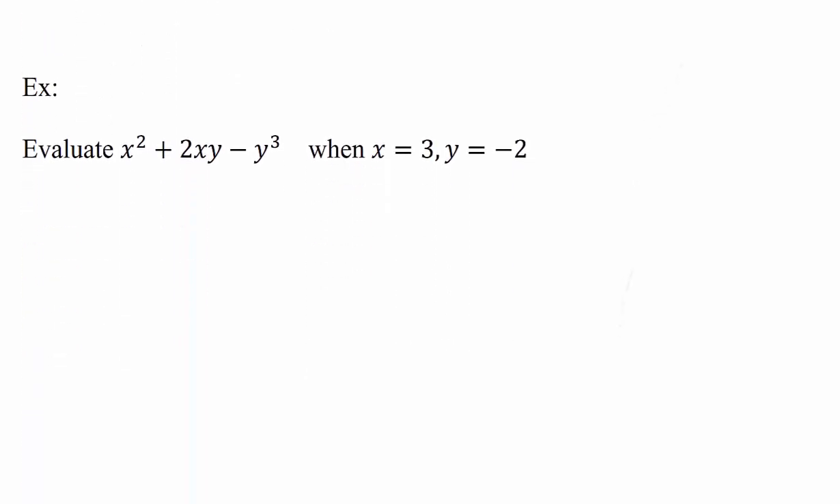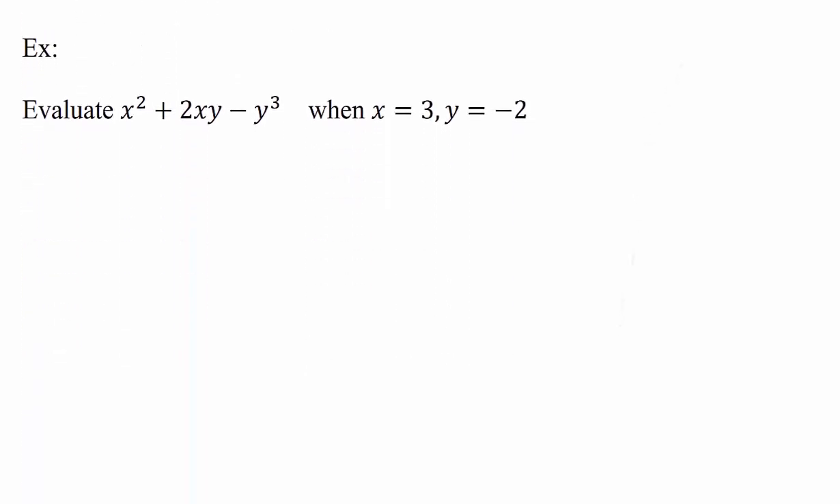Looking at another example, we've got this expression at these x and y values. So I'm going to make my substitution in parentheses. So x is 3 to the power of 2, plus 2 multiplied by x multiplied by y, subtract y cubed. I now have some exponents, so I'm going to do those exponents first as per order of operations. 3 squared is 3 times 3, which will be 9.